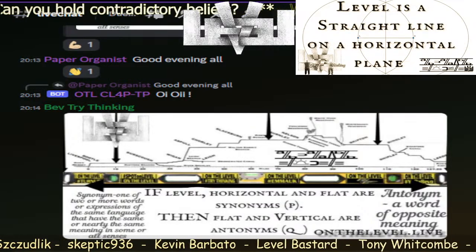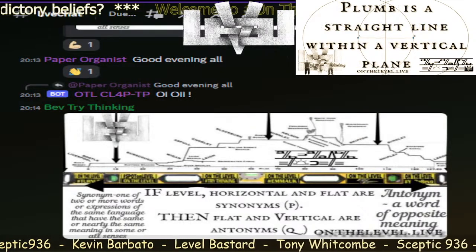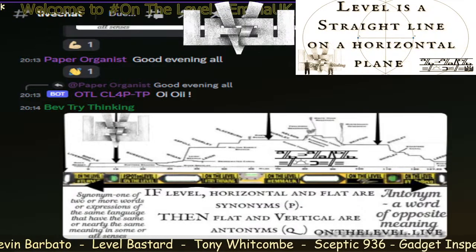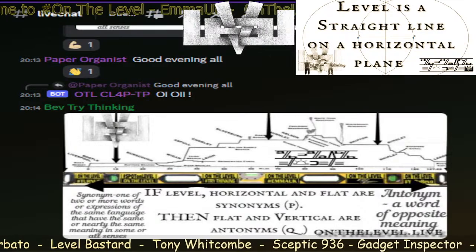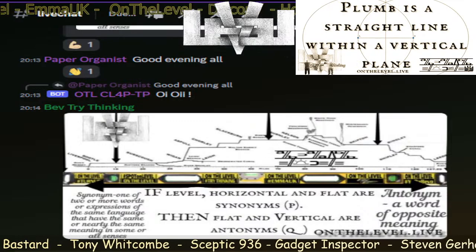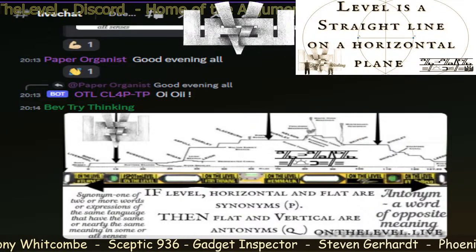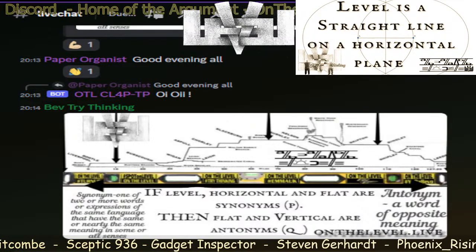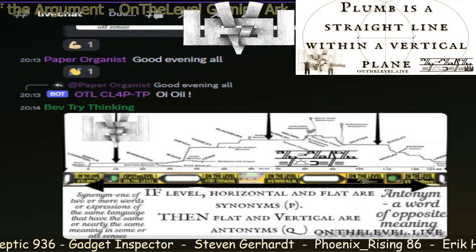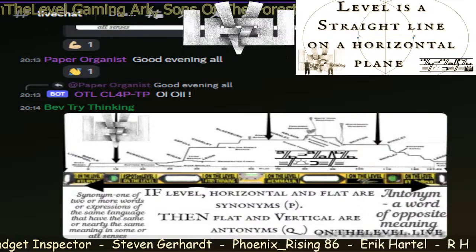Now, it's sort of a checkmate. I don't know why or how they managed to put themselves in this position. But the argument goes like this. It says, if level, horizontal and flat are synonyms, P, then flat and vertical are antonyms, Q. Now, I've not finished this argument.